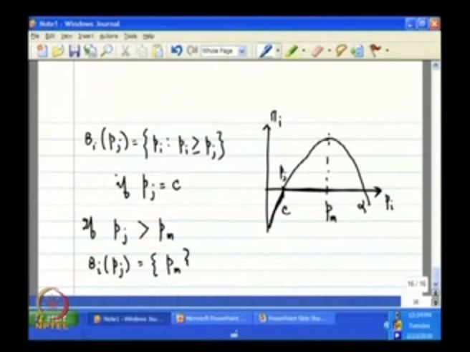So, it is just a single value if Pj is greater than Pm. What happens if Pj is less than Pm or equal to Pm, but greater than C? What should the firm do? This is something which we shall take up in the next class.